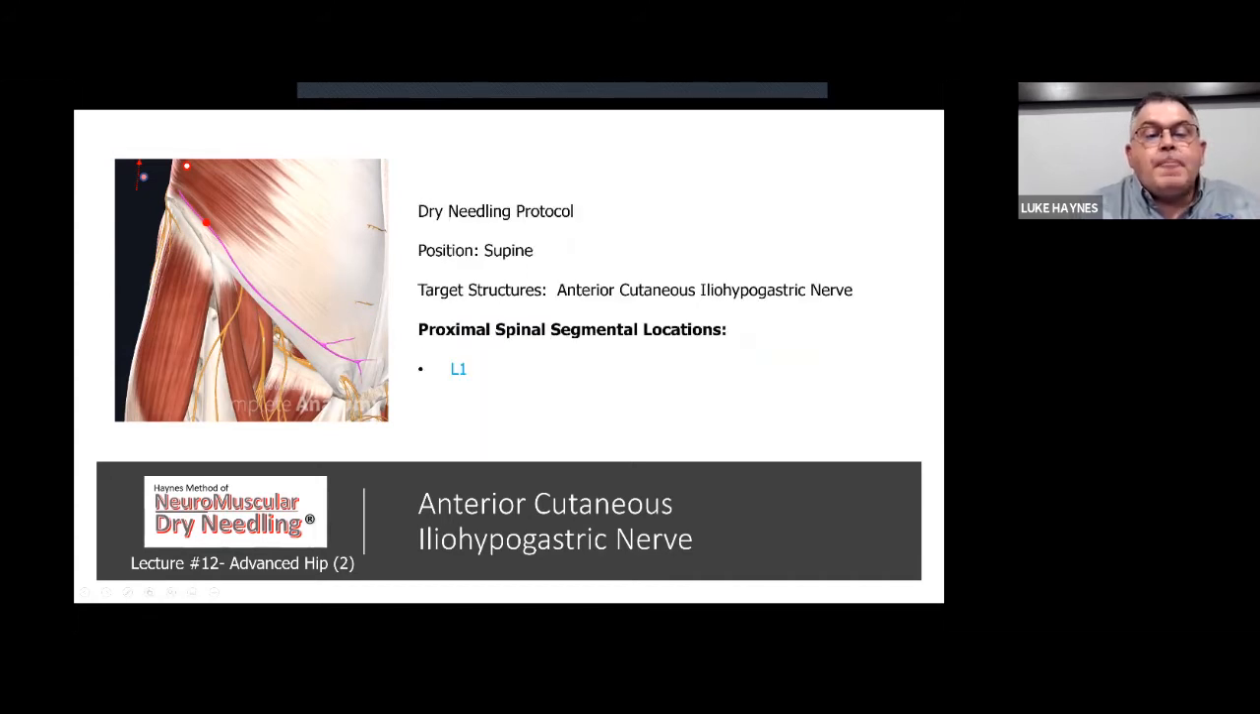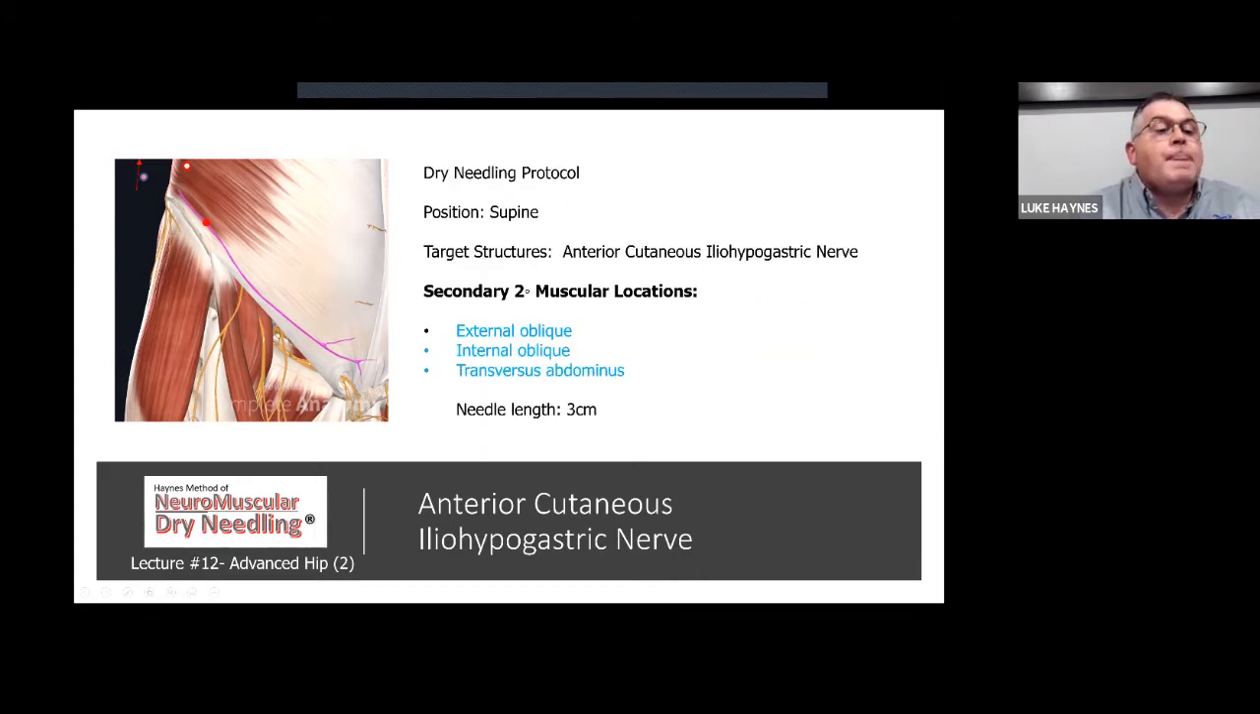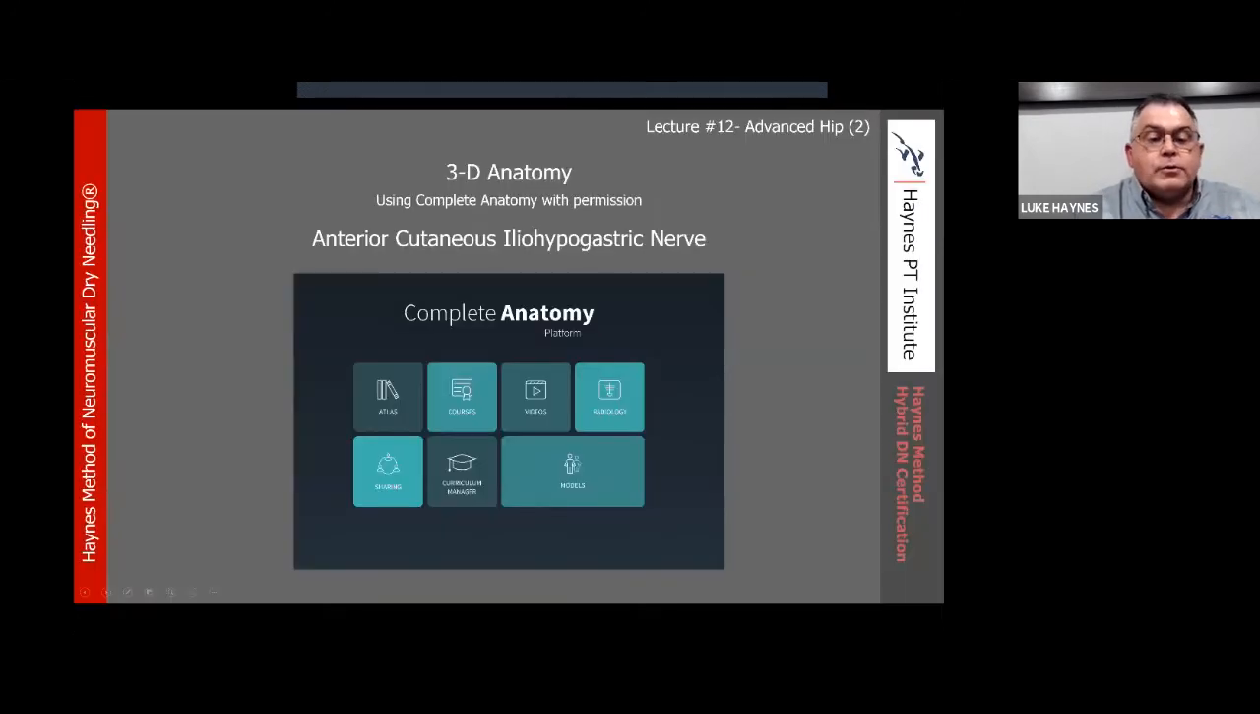Our secondary muscular locations, again in the abdominal region, the internal and external oblique and the transversus abdominis. And then lastly, we can come back up to L1.